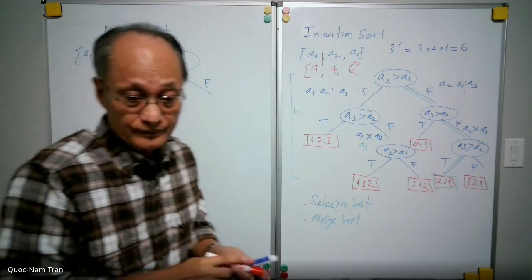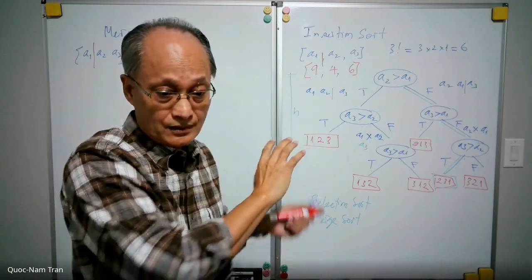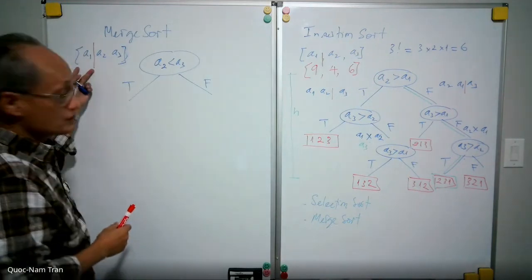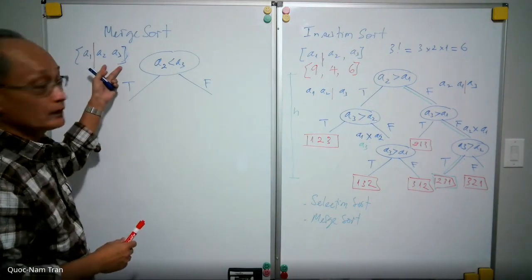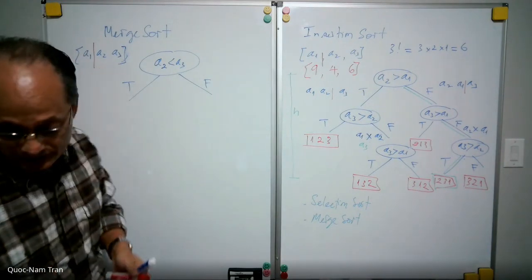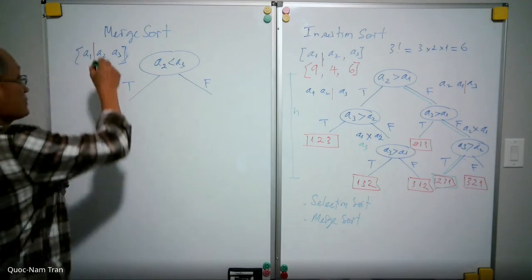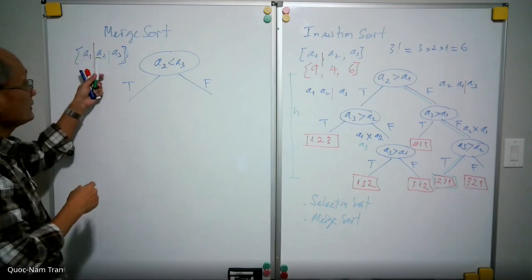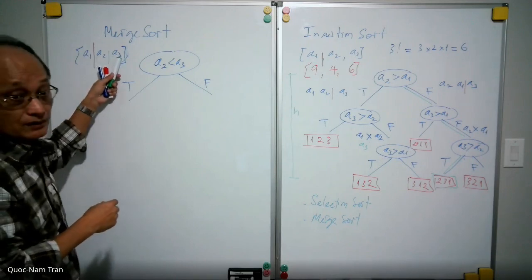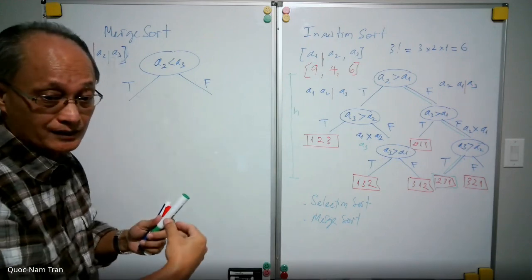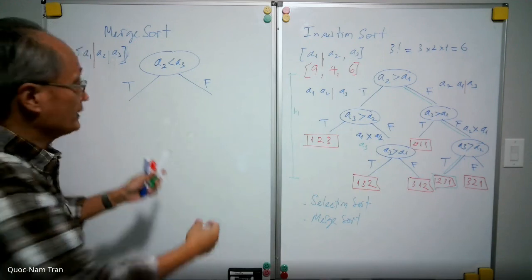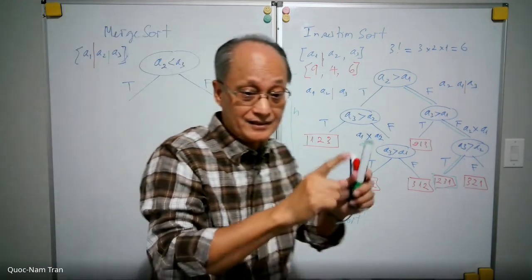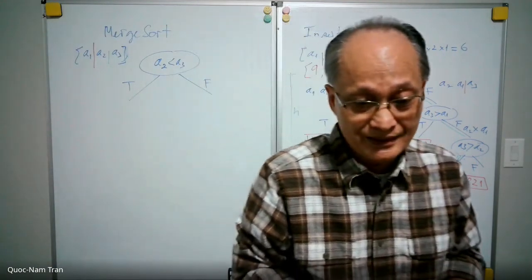Sort the left, sort the right. The left does not need to sort. The right will be sorted, and so it means that we will break this one. The left does not need to sort, the right does not need to sort. So now we merge. When we merge, we need to compare the values, and that is the first comparison.